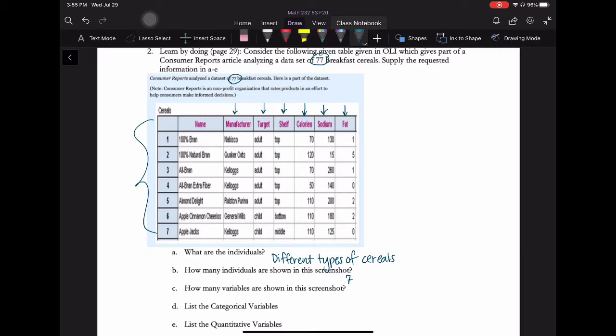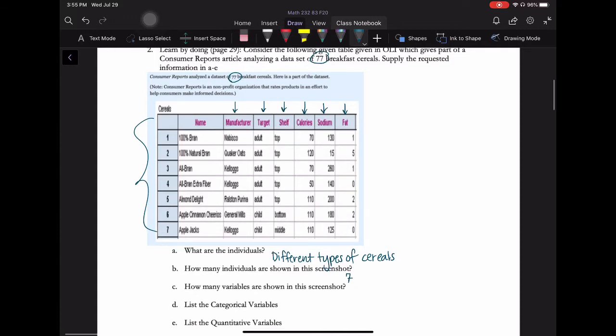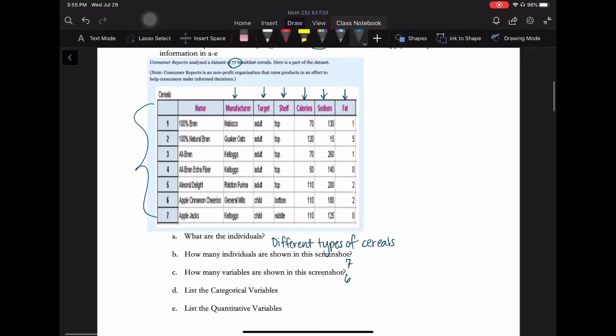How many variables are shown in this screenshot? We have 1, 2, 3, 4, 5, 6. And name is going to be just representative of an identifier, not necessarily a variable. And the categorical variables, these are the ones that are categories that we can't take averages of. We have a manufacturer, we have target, who are we targeting, and we have the shelf. And then in terms of quantitative variables, we have calories, sodium, and fat.